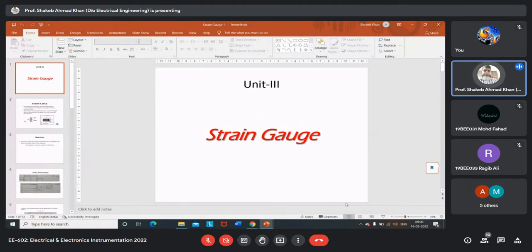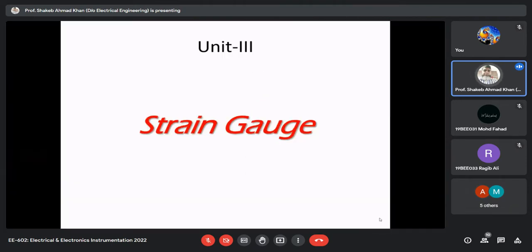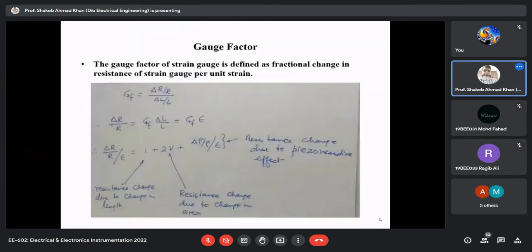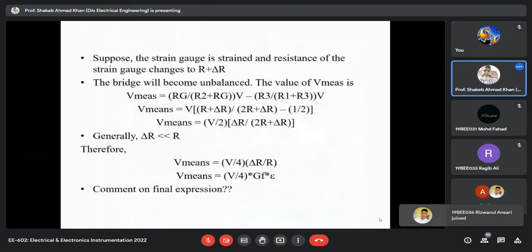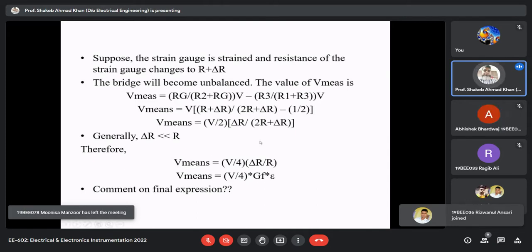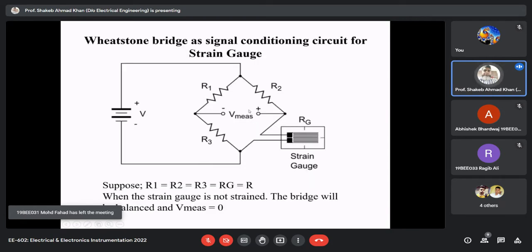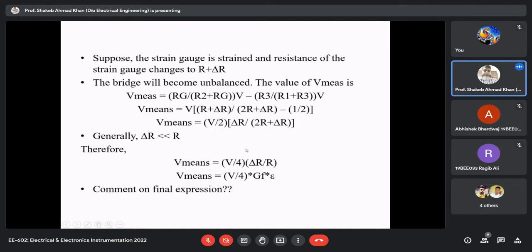Wheatstone bridge is used as a signal conditioning circuit for strain gauge, and then finally we were able to establish the relation between the final output, the final response, that was the unbalanced voltage, the potential difference appearing across the detector arm, and the strain. So, as I told you yesterday, this expression is a privileged expression.